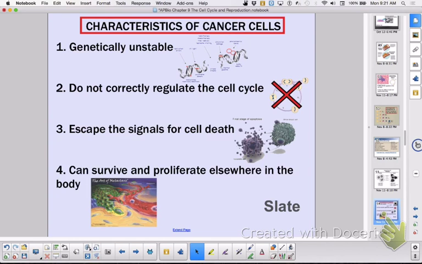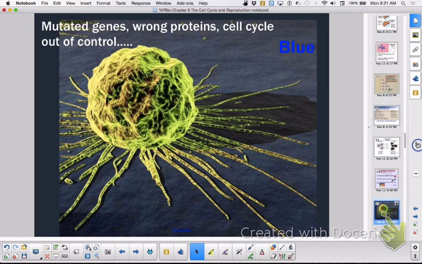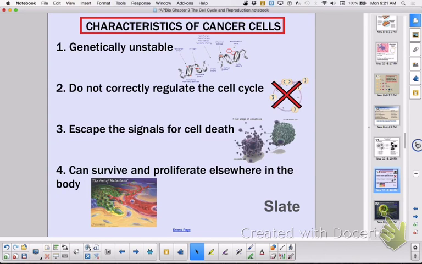Okay, let's see. So it all goes back to bad DNA. Bad DNA, mutated genes give you wrong proteins, and that's going to affect the cell cycle and put it out of control. So Slate, take over this slide, just review it, and then Blue, you'll do the next one and explain it.